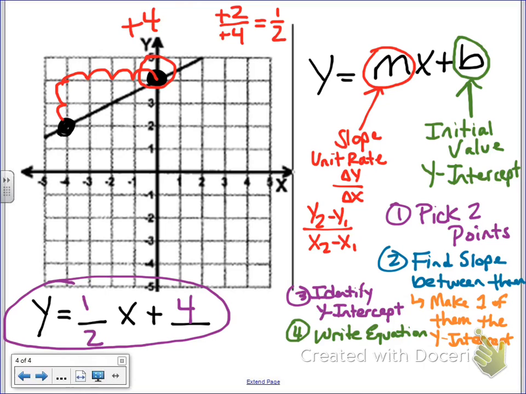So what we do is find the slope by picking 2 points. We want one of those points to be the y-intercept. The other point is going to be a point where the line perfectly crosses one of the grid corners, or one of the box corners on my graph. Then we find the slope between the 2 points, identify the y-intercept, and plug those into slope-intercept form. And there we go. That's how you get it.